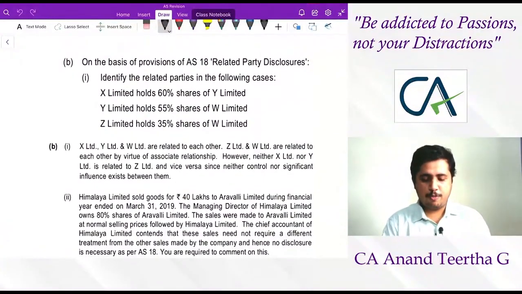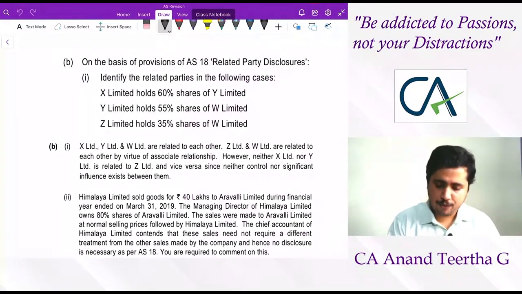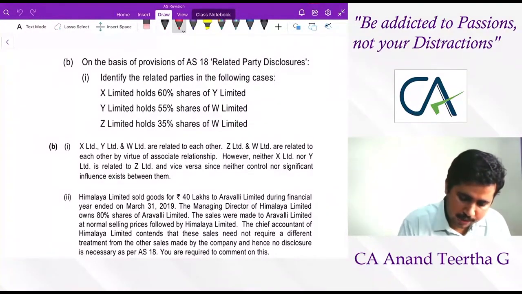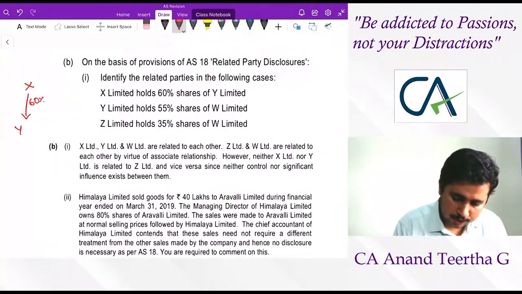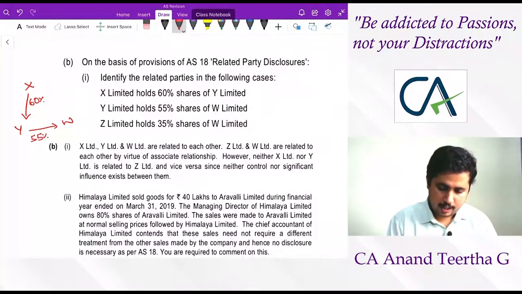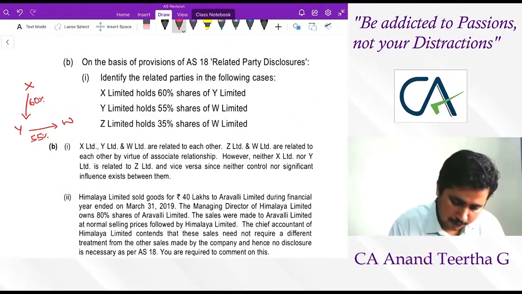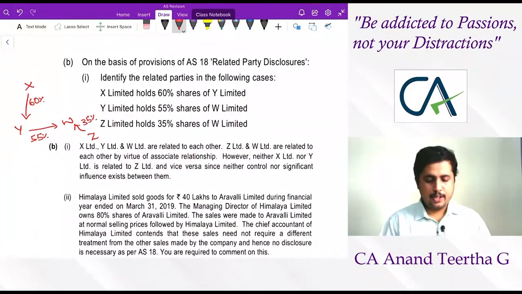First, on the basis of provisions of AS18 related party disclosure, identify the related party in the following case. X holds 60% shares of Y. So I will just draw it for you so that we will see how it could be interpreted. X and Y, there is a 60%. Then Y holds 55% of W. Then Z holds 35% of W. So there is another company Z and this holds 35% of W. Considering this, now let's decide whether it is related party or not.